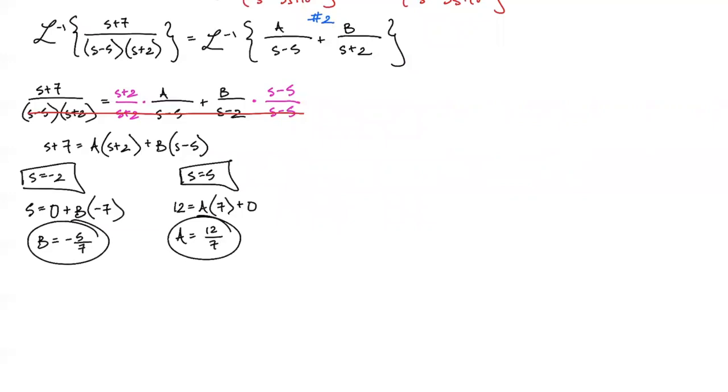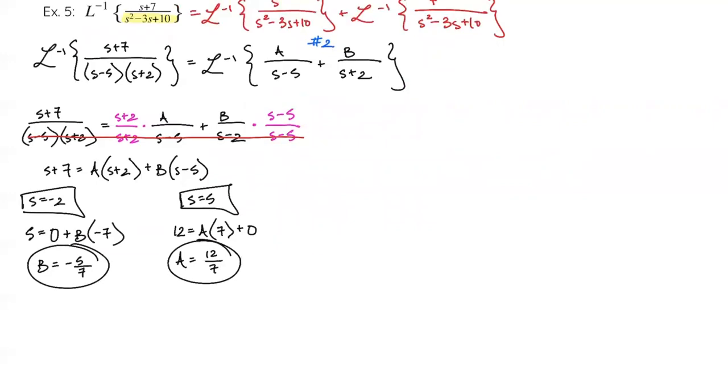Okay. But all of this is to say we can go back to this problem and now we have an A and we have a B. And so now we can split this into 2 inverse Laplace transforms with coefficients and then just use our table line number 2. Okay.